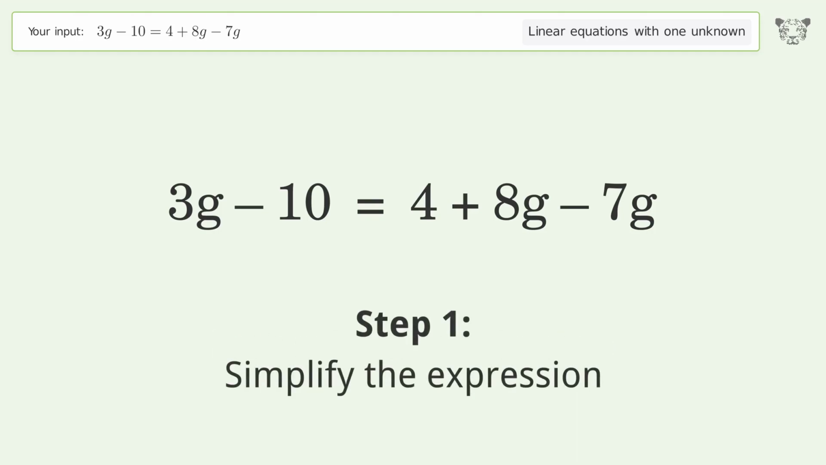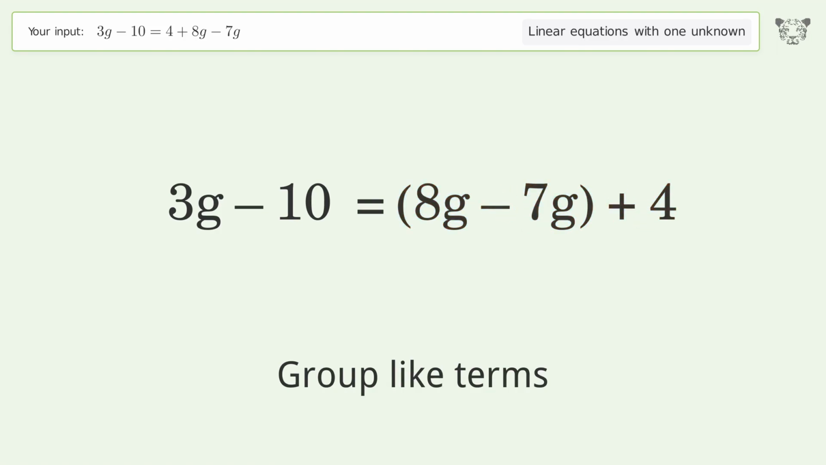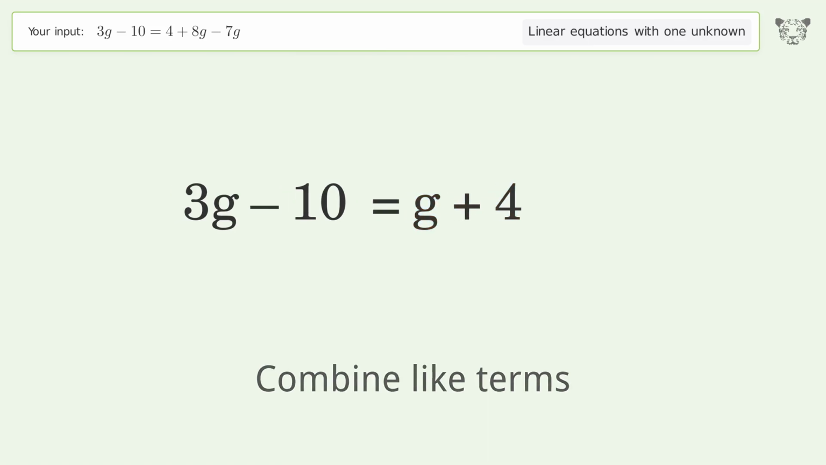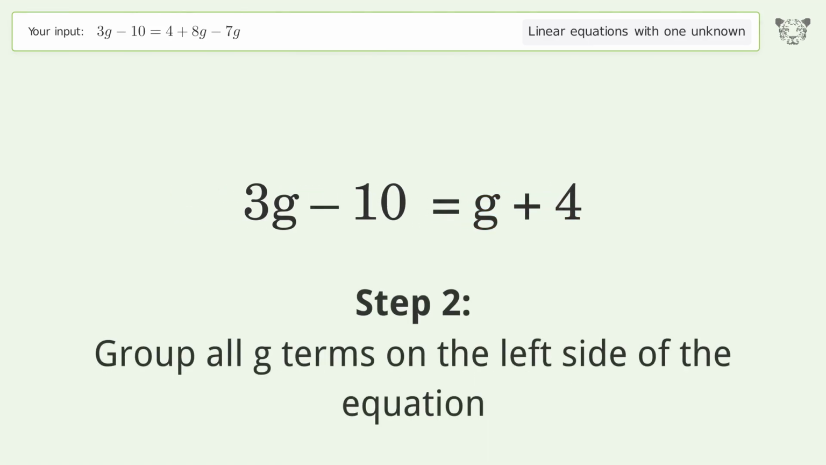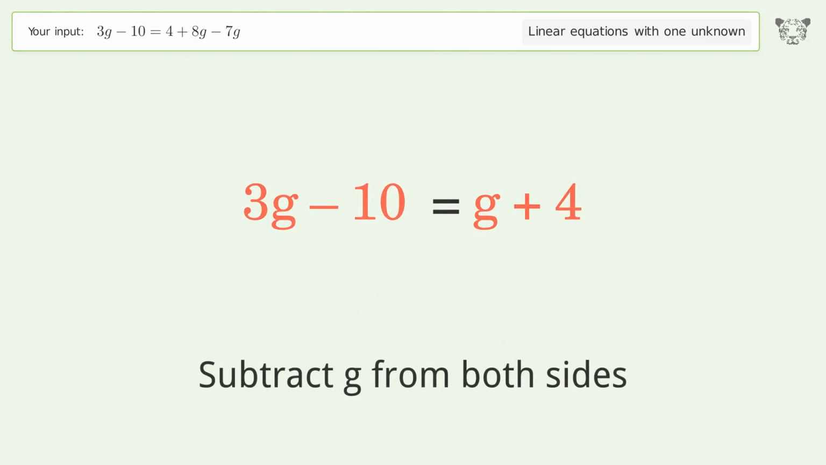Simplify the expression. Group like terms. Combine like terms. Group all g terms on the left side of the equation. Subtract g from both sides.